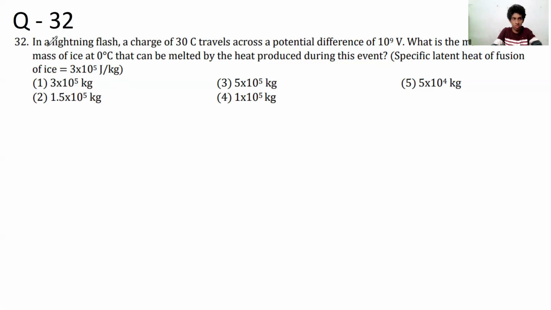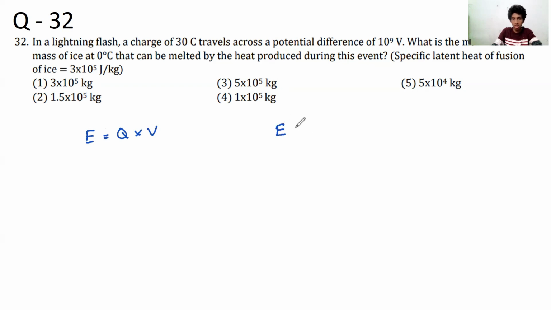Question number 32. In a lightning flash, a charge of 30 coulomb travels across a potential difference of 10 to the power 9 volts. What is the maximum mass of ice at 0 degrees Celsius that can be melted by the heat produced during this event? Specific latent heat of fusion of ice is 3 into 10 to the power 5 joules per kilogram. So here E is equal to Q into V. So Q is the charge and V is the voltage. So when you multiply Q by V, you will get the amount of energy released.